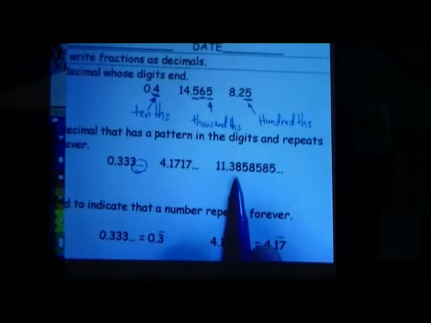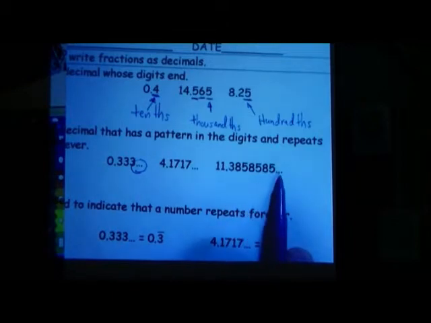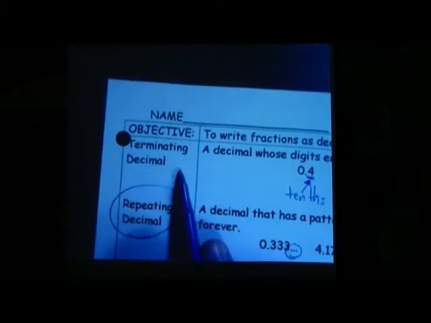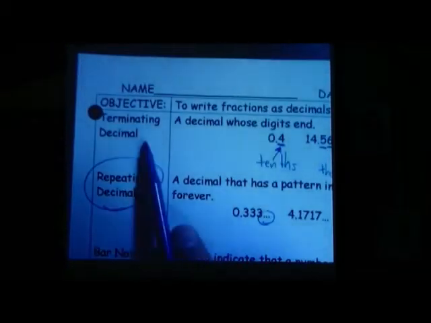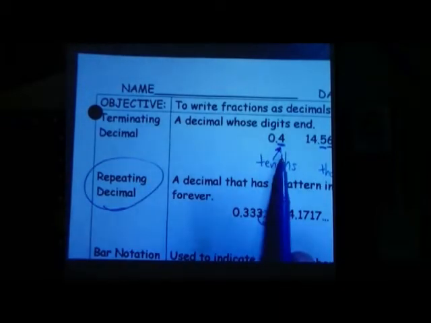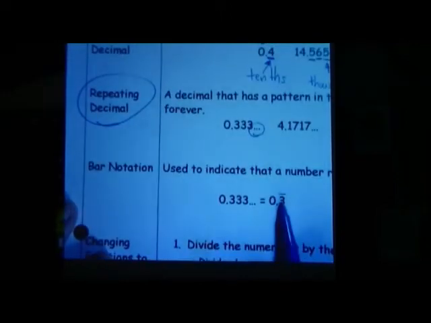Okay, and in this one we can see that the 3 does not repeat, but the 8 and the 5 do repeat over and over. So that's the difference between a terminating decimal and a repeating decimal. The terminating decimal stops. The repeating decimal has a pattern that does not stop. It goes on forever. Now, in math we don't write those 3 little dots to mean to be continued. In other words, we write the bar notation.